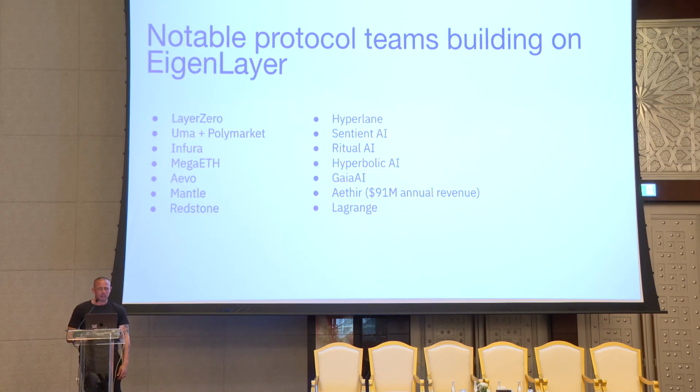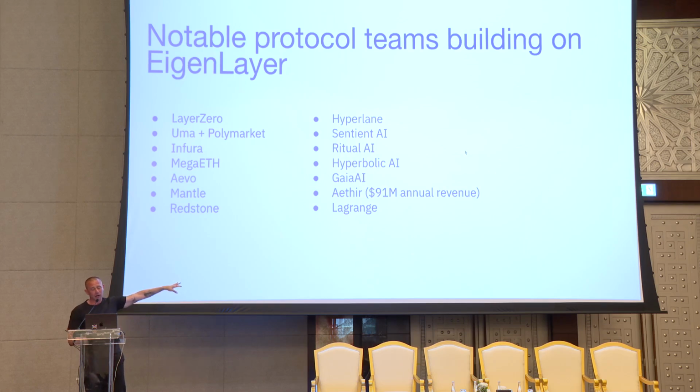A few of the different protocols that I would note that are building or already live on EigenLayer would be LayerZero, UMA and Polymarket, who are building a prediction market oracle. And Infura is building a new RPC infrastructure. MegaETH is building on EigenDA, huge fans of MegaETH. Mantle as well. Redstone is one of the more popular oracles in the blockchain world. Hyperlane is a cool bridge. I think I mentioned some of these AI projects as well.